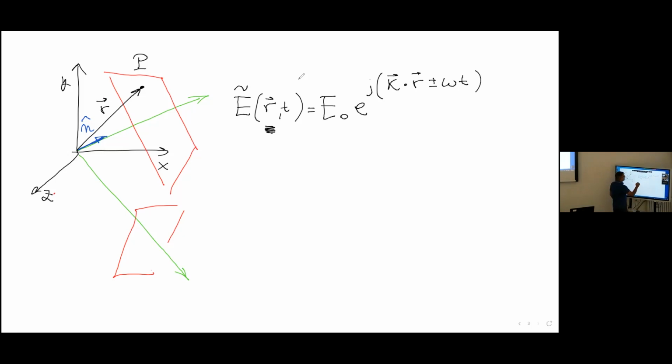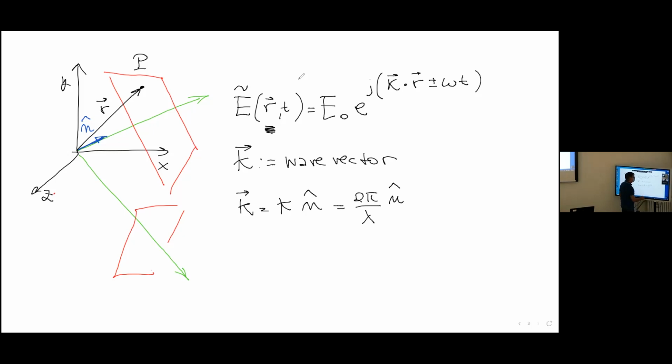Now, this quantity, that now is a vectorial quantity, is named wave vector. And this wave vector has got a modulus, that is the wave number that we defined in the previous lecture, so k, and the direction and the verse are the direction and the verse of this unit vector n. Remember that if you are in a medium, k is 2 pi over lambda, the wavelength, and here you got this.